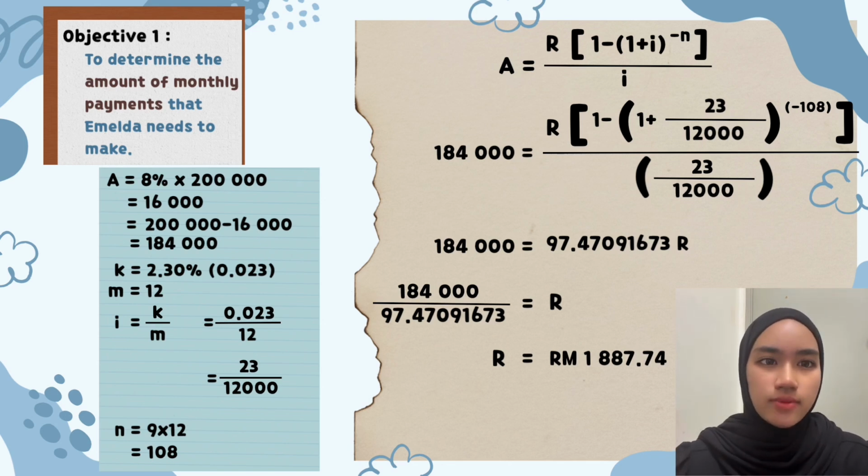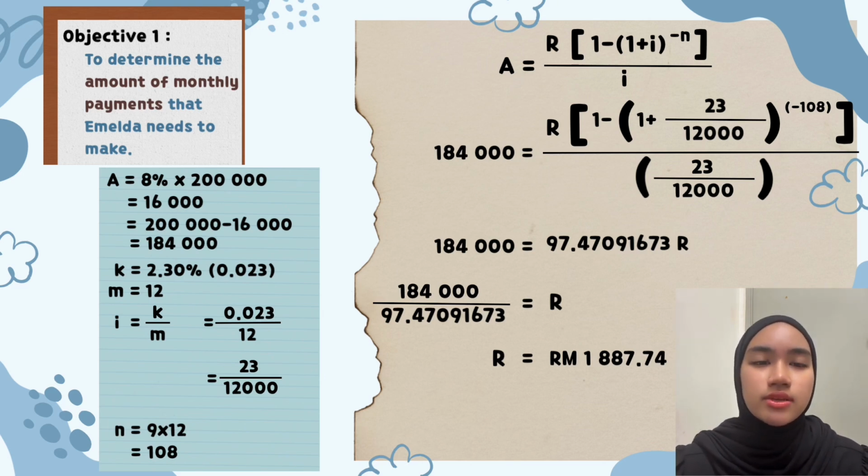Based on the information in the question, A equals 8% multiplied by 200,000, which equals 16,000. So 200,000 minus 16,000 equals 184,000. K equals 2.30%, which is 0.023. M equals 12. I equals K over M, which is 0.023 divided by 12, or 23 divided by 12,000. N equals 9 multiplied by 12, and the answer is 108.